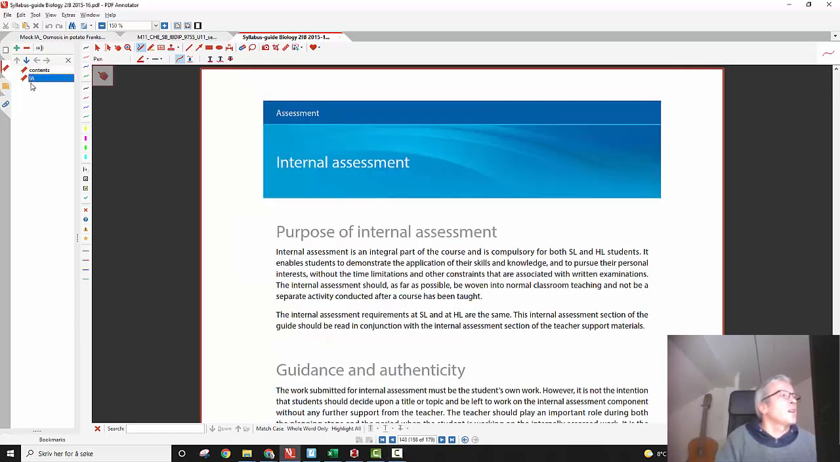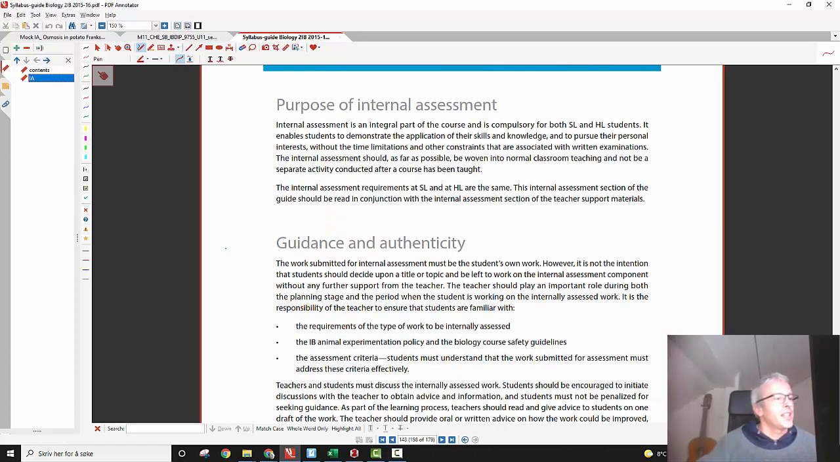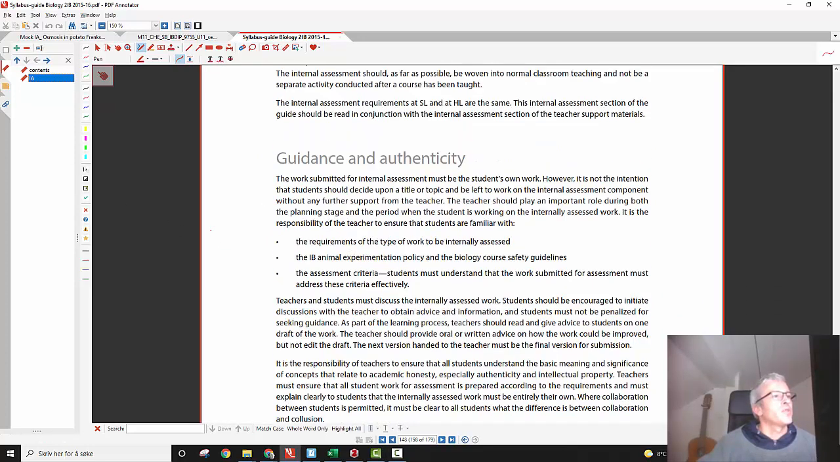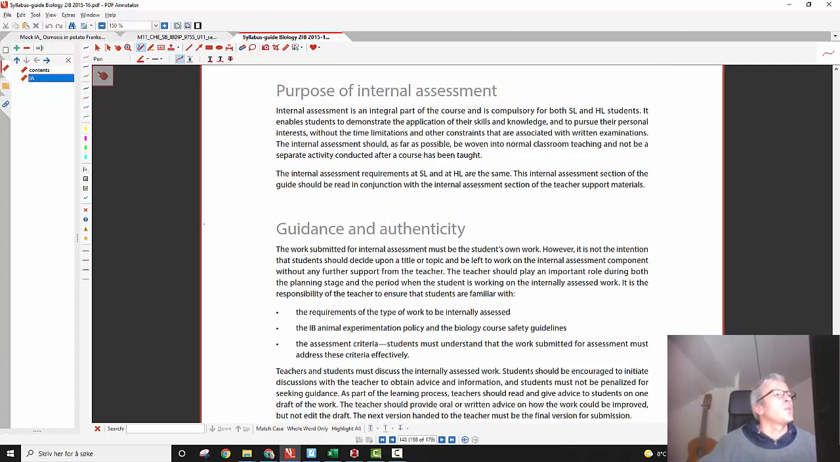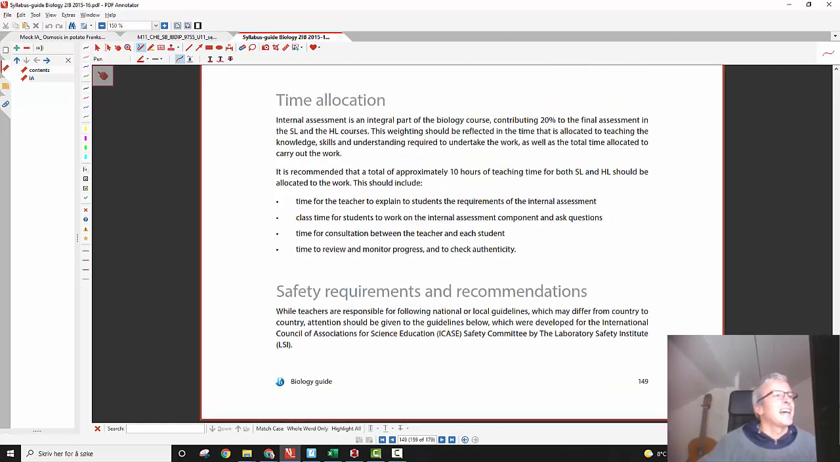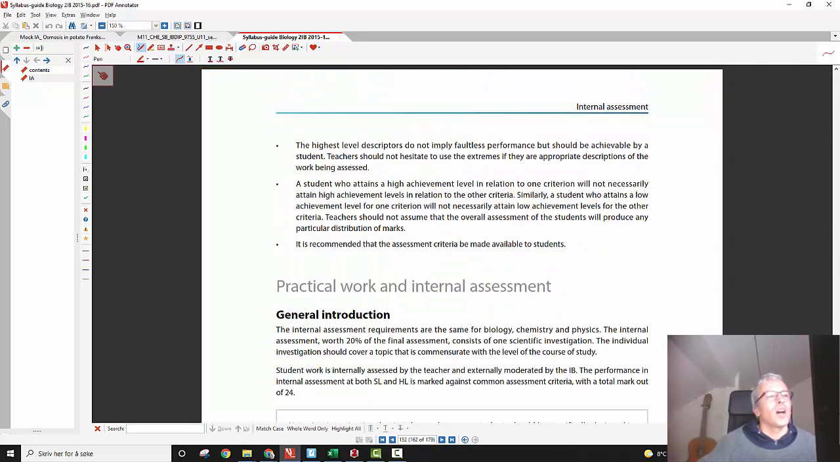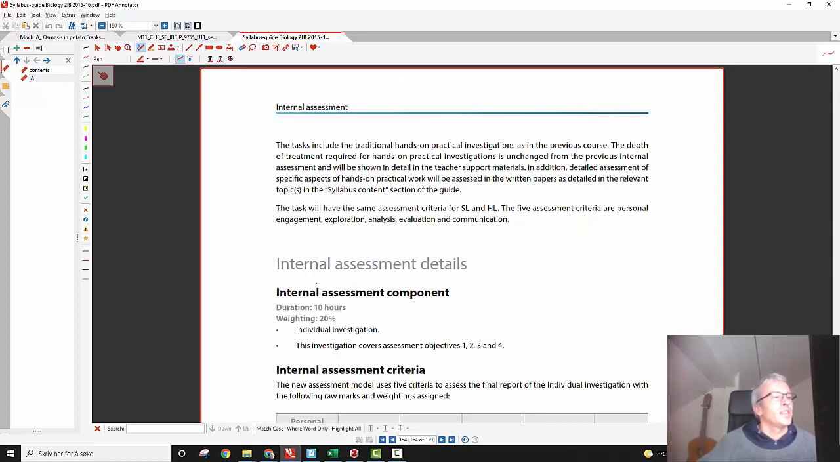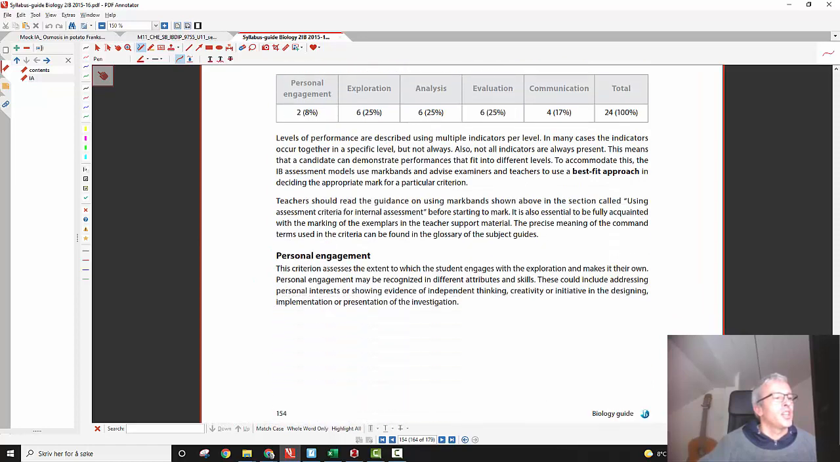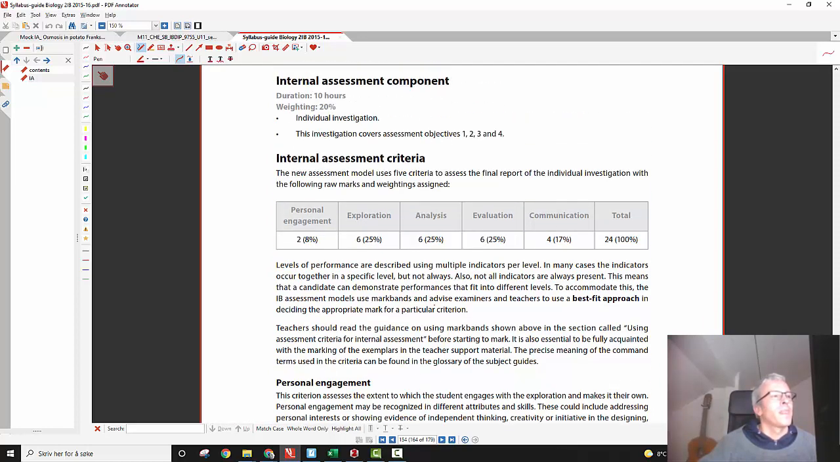And if we go to page, let us see here, page 148, you can read about what is the point of the IA, and then if you scroll a little bit down, you will come to how it's assessed. So that starts at page 154. And this will be very useful for you to go through because this is the same source as your examiners and your supervisors use.